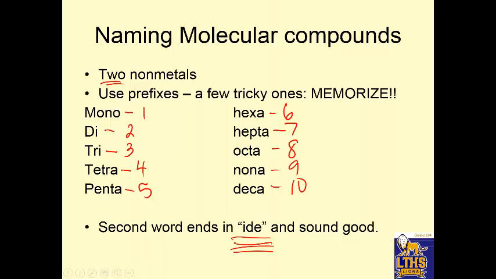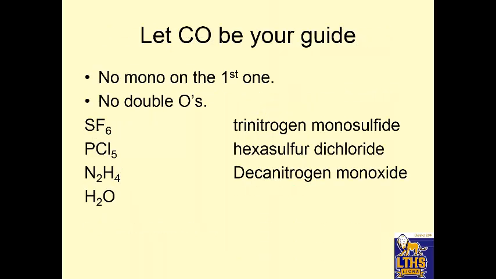So what am I talking about? Let's look at a couple. Look, it's SF6. Nonmetal, nonmetal. This is a molecular compound held together by covalent bonds. Do you know what CO is? CO is carbon monoxide. That's your guide. So what rules do we use here? We don't use mono on the first if it's a mono. We use a prefix every other time. We always use a prefix on the second word, and we don't put double O's.